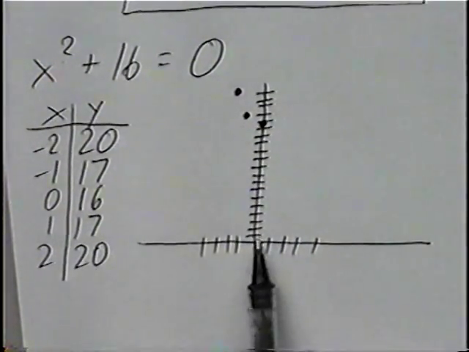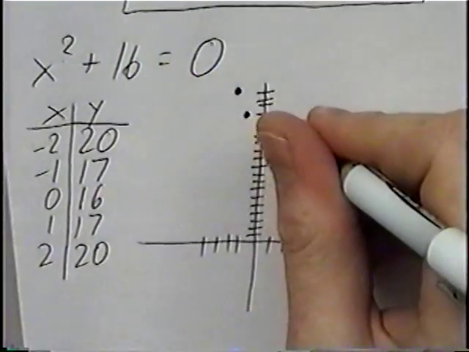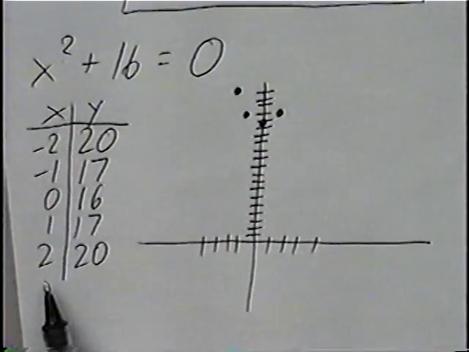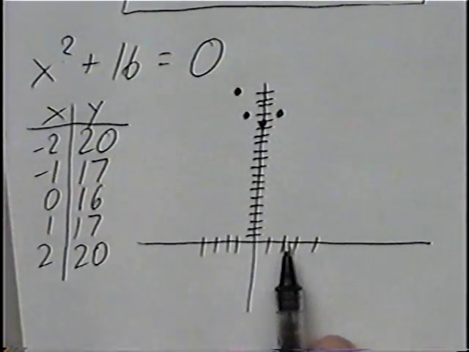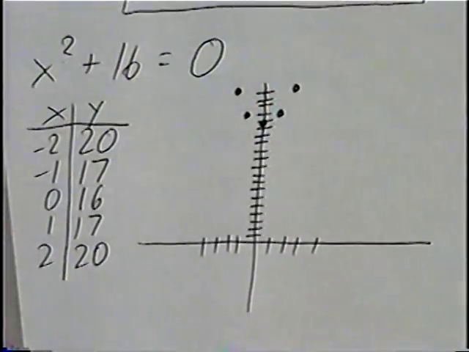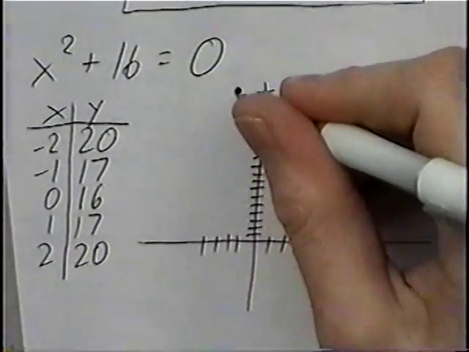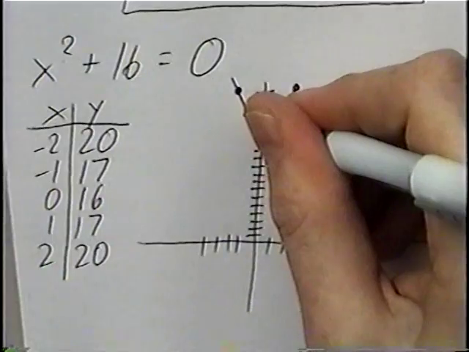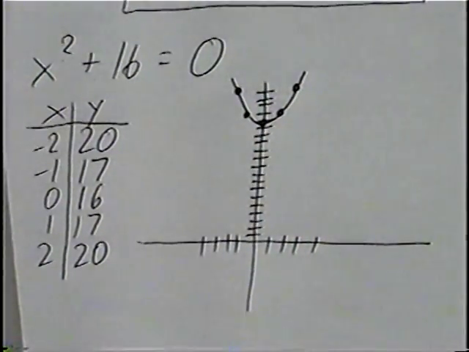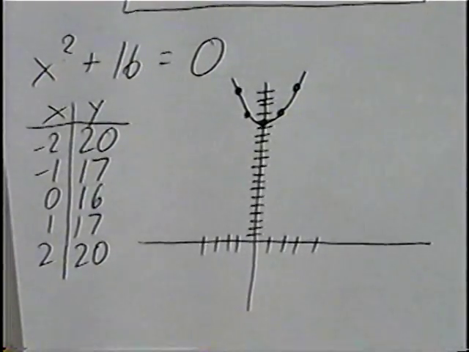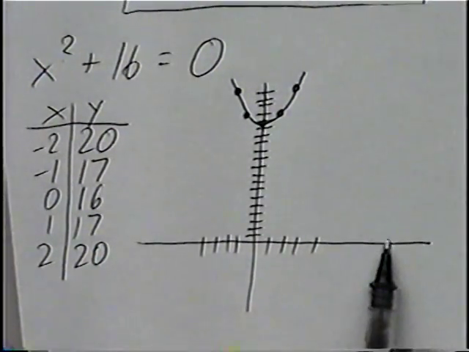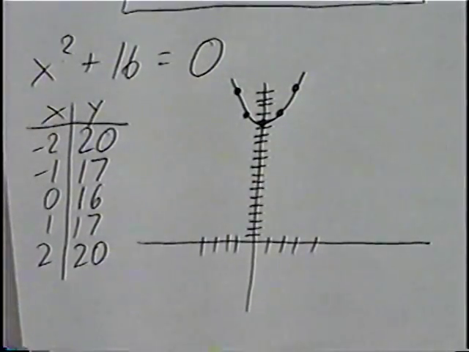1, 17 would be 1 spot to the right and 17 spots up. And 2, 20, 2 spots to the right and 20 spots up. Again, the parabola shape, we can connect the dots to make the U or parabola. Again, to solve this question, we want it to be equal to 0. Equal to 0 means the y value will be 0, which means the graph will cross the x-axis.